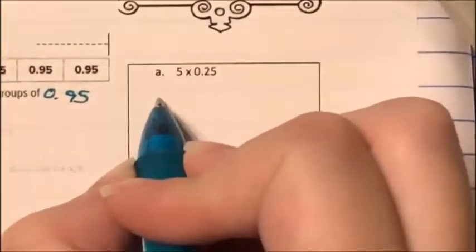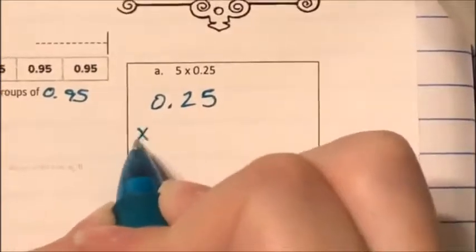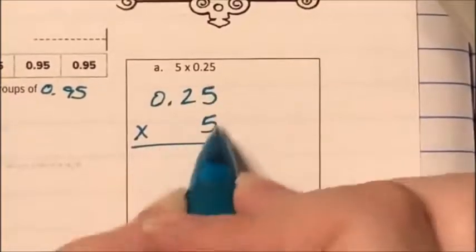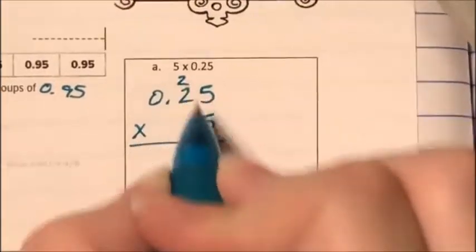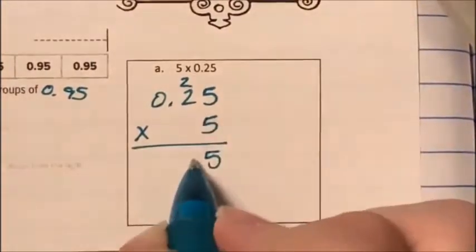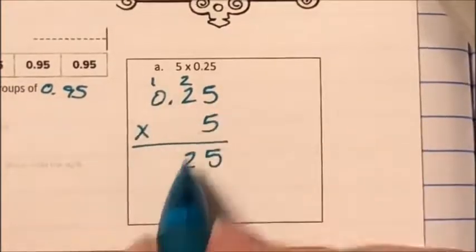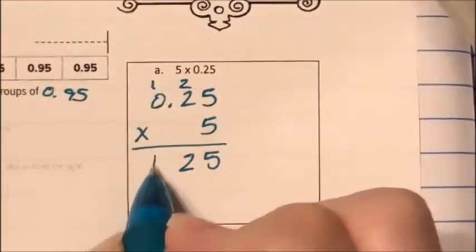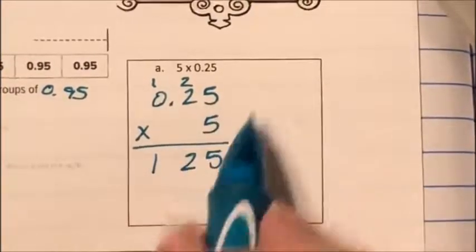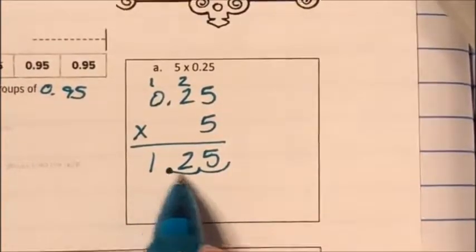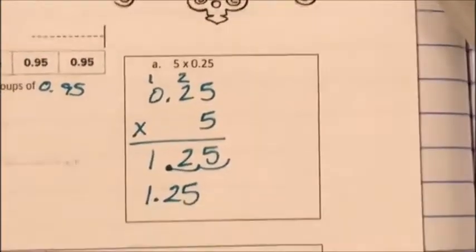All right, now that you've tried the try-it problems on your own, let's go over the answers together. A says 5 times 0.25. So I'm going to multiply 0.25 times 5. 5 times 5 is 25. 5 times 2 is 10, plus 2 is 12. Carry the 1. 5 times 0 is 0, plus 1 is 1. I have 2 spots behind the decimal, so I get 1.25.